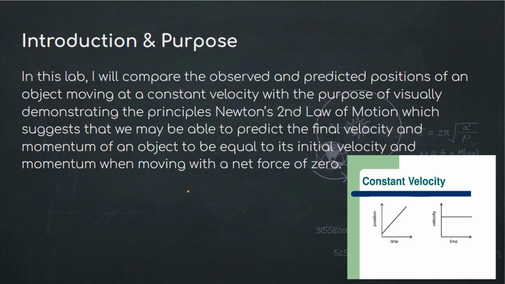In this lab, I will compare the observed and predicted positions of an object moving at a constant velocity with the purpose of visually demonstrating the principles of Newton's second law of motion, which suggests that we may be able to predict the final velocity and momentum of an object to be equal to its initial velocity and momentum when moving with a net force of zero.